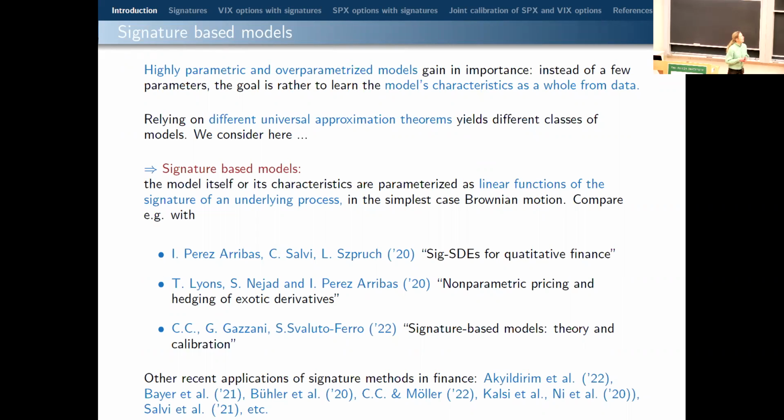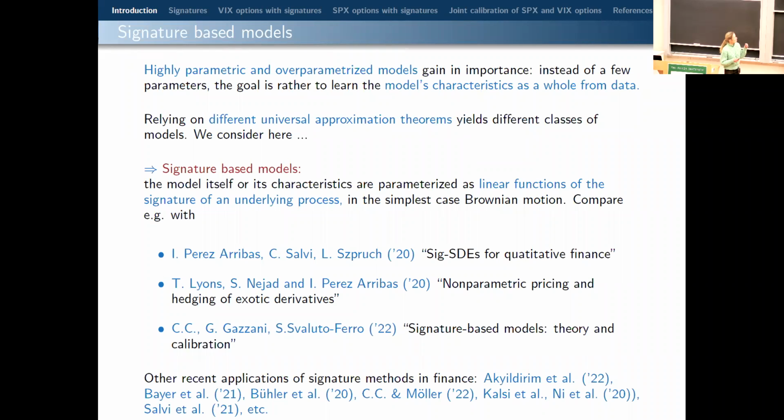This is inspired by several papers. The first one is by Imanol Perez-Arribas, Christopher Salvi, and Lukas Spruch on so-called SIG SDEs for quantitative finance. Then there is a lot of work by Terry Lyons, who is the father of rough paths, and this is very much related with signatures. This is the paper by Terry Lyons, Sina Nejad, and also Imanol Perez-Arribas on non-parametric pricing and hedging.